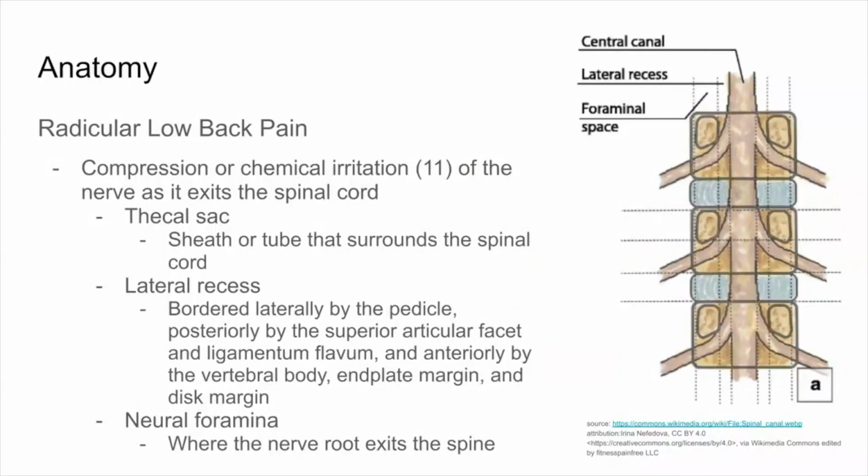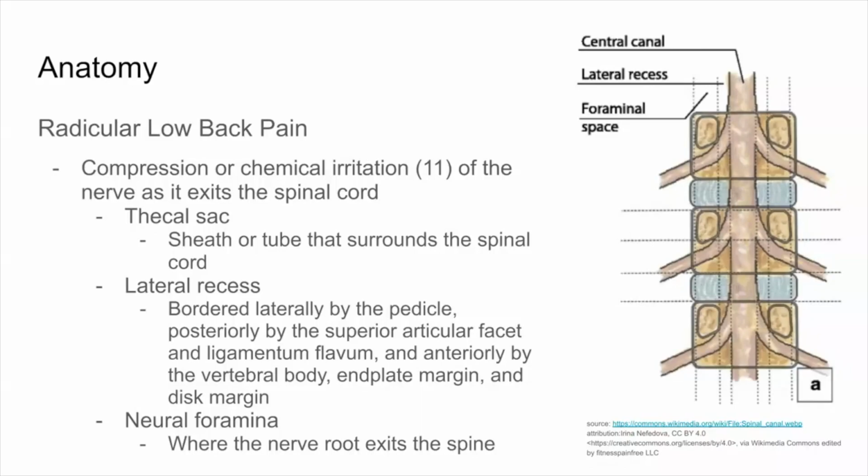So the compression can occur at the thecal sac, which is the sheath or tube that surrounds the spinal cord. So think about the spinal cord. The first thing it travels through is that thecal sac, and you can have compression right at that area. The next place you can have some compression is going to be at the lateral recess. And this is bordered laterally by the pedicle, posteriorly by the superior articular facet and ligamentum flavum, and anteriorly by the vertebral body, end plate margin, and the disc margin. Okay.